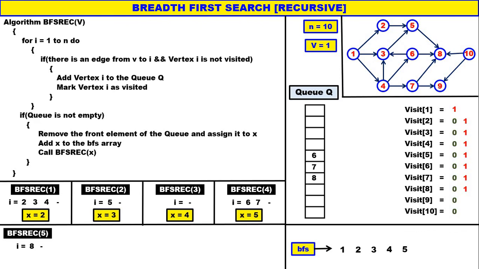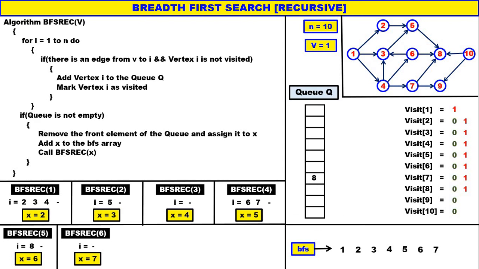Therefore, remove the front element 6 and assign it to X. Add 6 to the end of the BFS also. Now, again call BFS REC of 6. Find out the vertices that are adjacent to 6: 3 and 8. But visit of 3 is 1 and visit of 8 is also 1. Both adjacent vertices are already visited. Therefore, nothing can be done for 6. Now again check whether the queue is empty. The queue is not empty. Remove the front element 7 and assign it to X. And 7 is added to BFS.